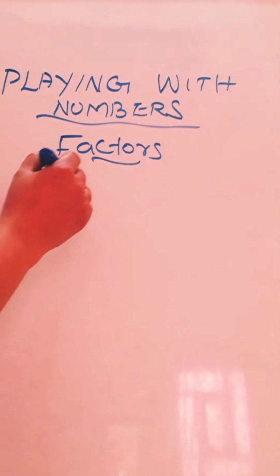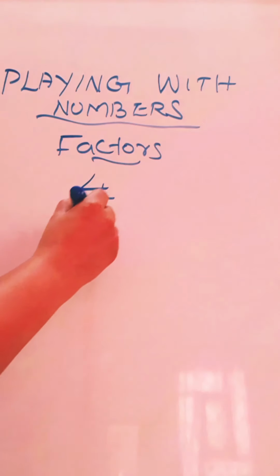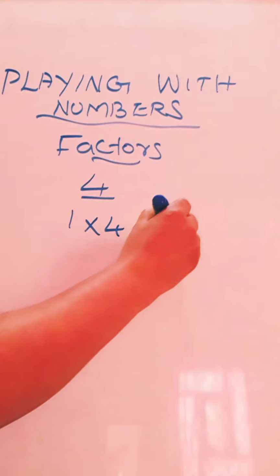What is the meaning of factors actually? A factor of a number means it's an exact divisor of that number. Let us take one example. Suppose I take the number 4 and I want to find all the factors of 4. How am I getting 4? By multiplying two smaller numbers. First I will write 1 into 4 is equal to 4.